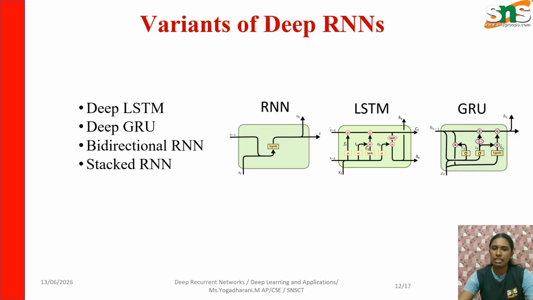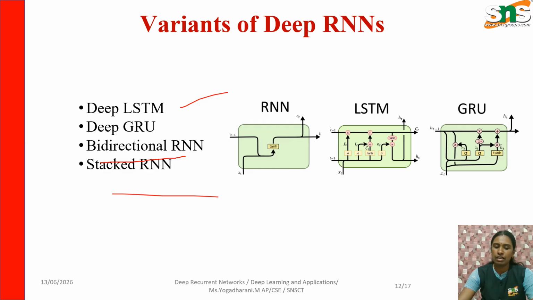And what are the variants of deep recurrent neural networks? Deep long short-term memory uses memory cells and handles long-term dependency efficiently. Then the deep GRU is similar to LSTM, with faster training. Then bidirectional RNN processes the sequence in both directions, using past and future information. And stacked RNN has multiple recurrent layers stacked vertically and learns more complex features.